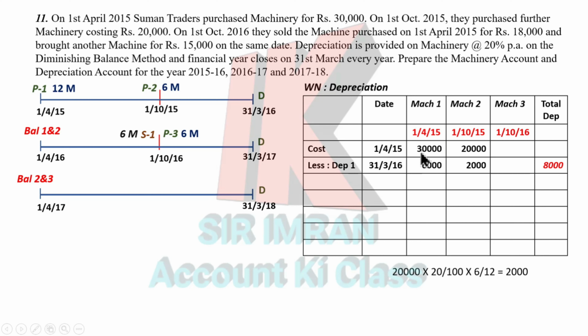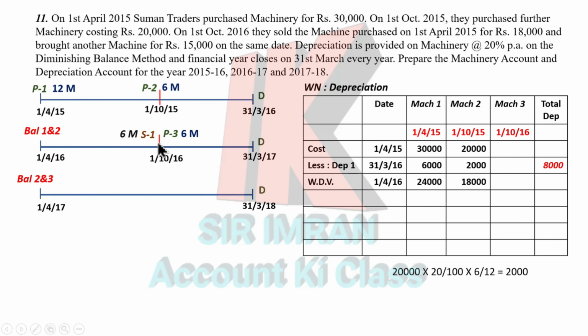Then we will deduct depreciation from our cost. 30 minus 6 comes to 24,000. 20,000 minus 2 comes to 18,000. So this is my opening balance for the second year. That's why we are writing over here 1st April 16 balance. This is the balance, 24,000 and 18,000. Because we are doing the WDV method, we require a balancing figure, because on this balancing figure only we have to calculate depreciation.